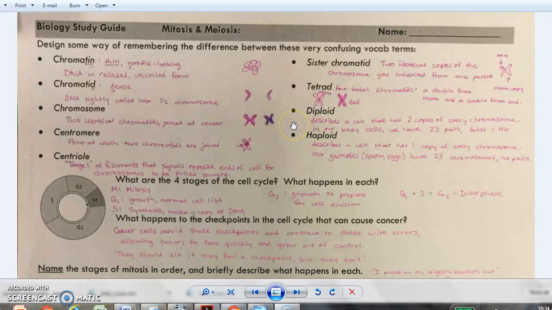Diploid is a word that describes a cell that has 2 copies of every chromosome. So when you were doing karyotypes and you were sorting out all those chromosomes, you found that there were 2 copies of everything. That cell was diploid. That's our body cells. 23 pairs for a total of 46 in humans. Haploid is what we use to describe our gametes, or our sex cells. Sperm and eggs have 23 chromosomes, no pairs. 1 copy of each chromosome means it's haploid.